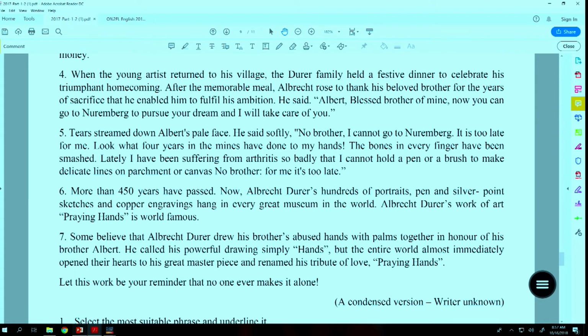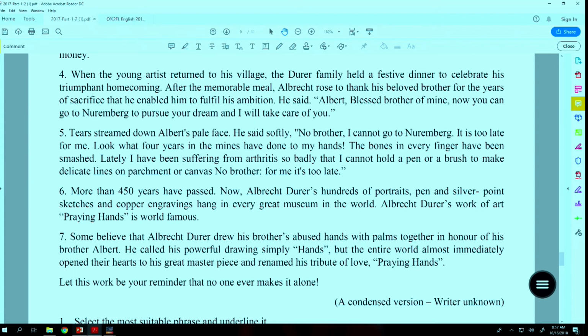He said, Albert, blessed brother of mine, now you can go to Nuremberg to pursue your dream and I will take care of you. Right? දැන් plan එකේ ඉතුරු ටික complete කරන්න මෙයා මොකද කියන්නේ යාගේ සහෝදරයාට දැන් art academy එකට ගිහිල්ලා studies සම්පූර්ණ කරන්න කියලා කියනවා.